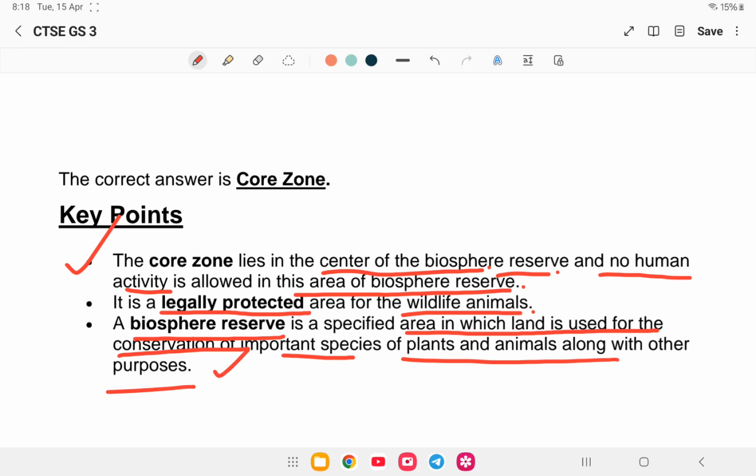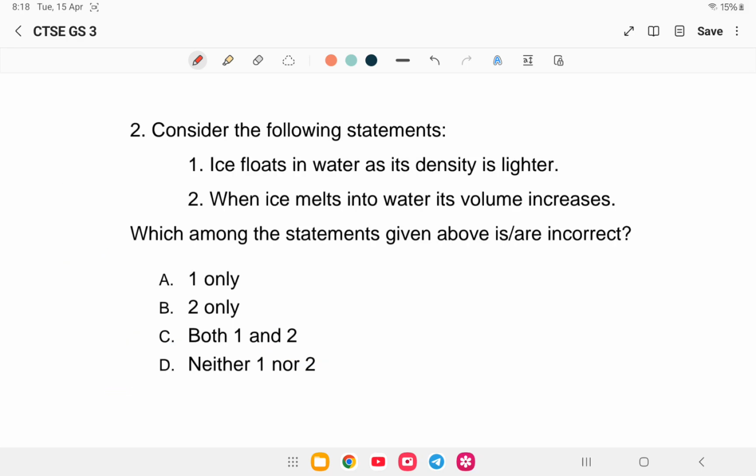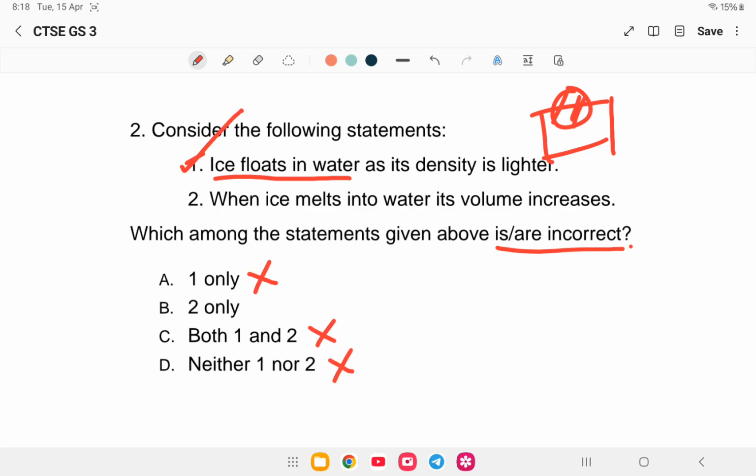So next question. Consider the following statements. Ice floats in water as its density is lighter, and when ice melts, its volume increases. Which of the following is incorrect? Ice floats in water as its density is lighter. For example, in a cup, the ice will actually float because its density is lower than water. So statement 1 is correct, and the incorrect one is only statement 2. That is, when ice melts, the volume will gradually decrease.